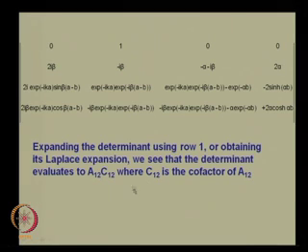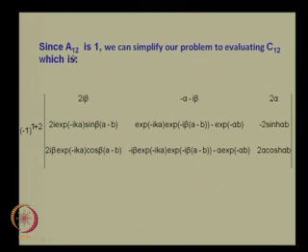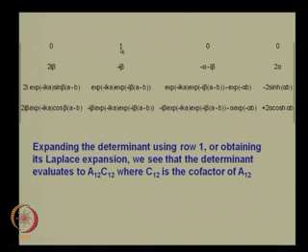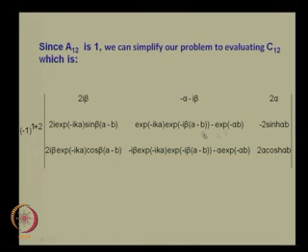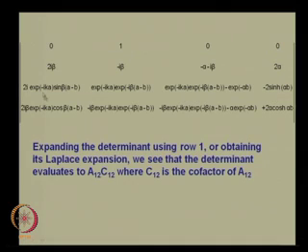So now we are going to simply expand about this A12 and about row 1, so this is what we get. Since A12 is 1, we can simplify our problem to simply evaluating the cofactor C12. Okay, because A12 is 1, so we only now have to evaluate C12. So C12 is simply this, these 3 terms here, this set of terms here, this set of terms here and this set of terms here, times a factor in the front.